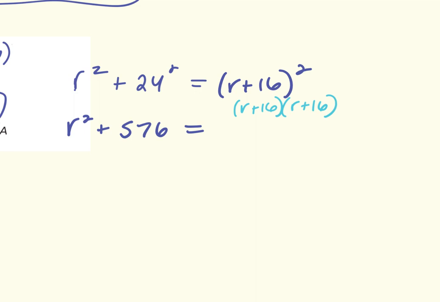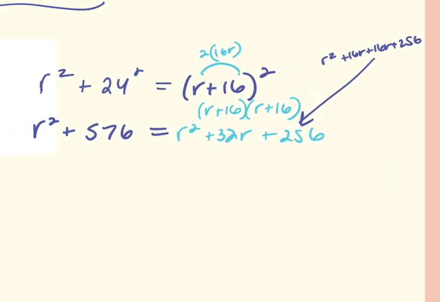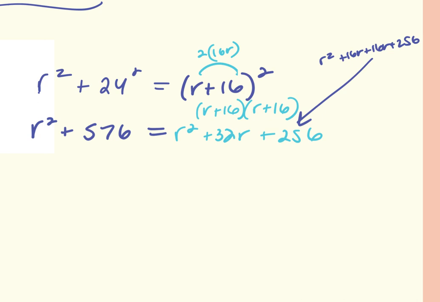And then you could use the shortcut, right? So the special product on that is square the first term, double the product, here 32, and then square the last term, 256. Or you FOIL it out. You do first, which would be R squared, outer 16R, inner 16R, last 256. Either way. The shortcut is not exactly the steps you use to FOIL. Doubling the product is not the same as outer and inner.